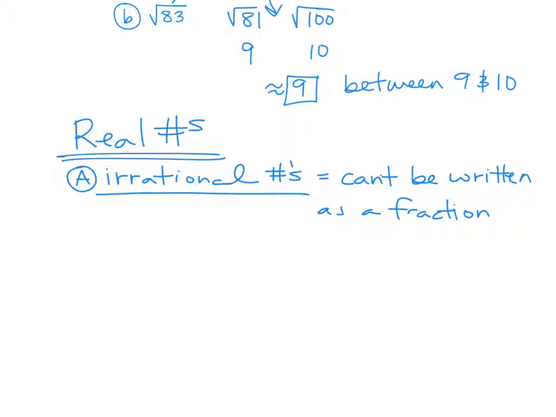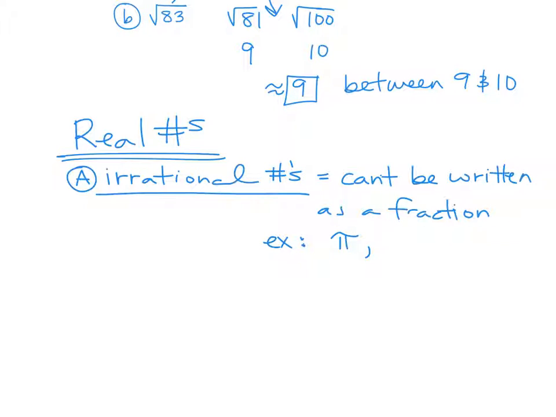Okay, so let me give you some examples of irrational numbers. Something like pi is an irrational number, right? 3.1415, and it just keeps going. Pi has no end, okay? So pi is irrational.